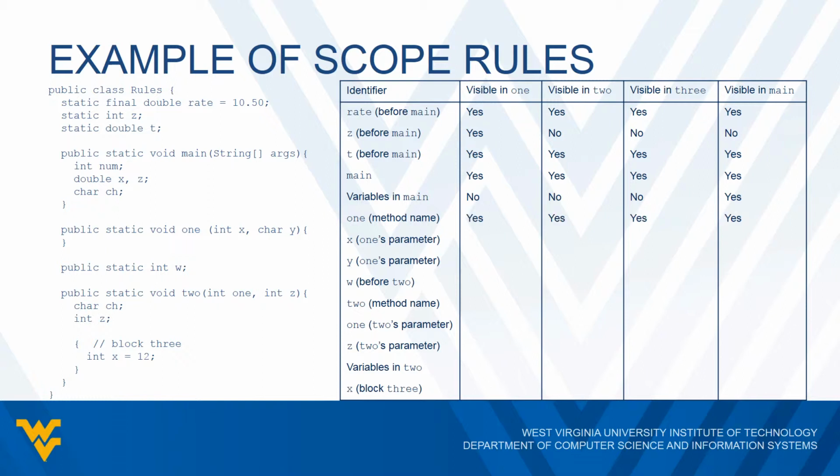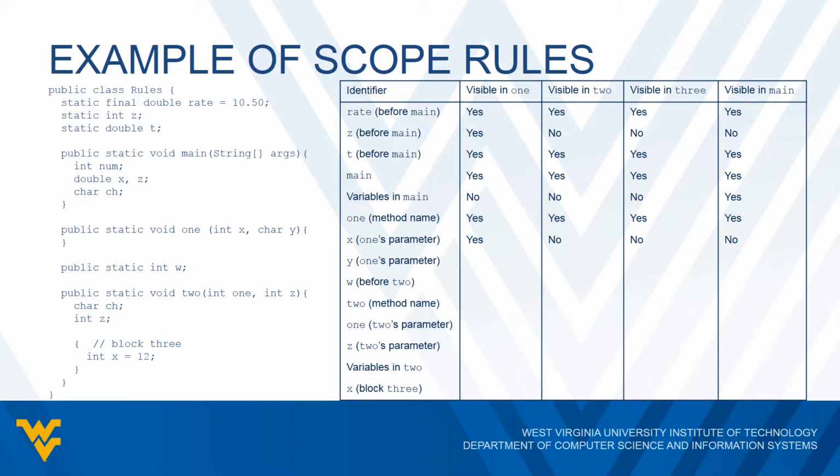As for the method 1, just like with main, methods, if they're declared as static, they are visible everywhere. So in this case, the method 1 is visible everywhere else. It's visible within itself, it's visible in 2, it's visible in 3, it's visible in main. So I could call 1 in any of those areas of my program.